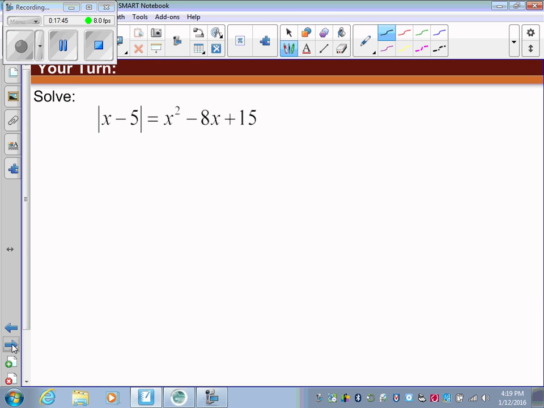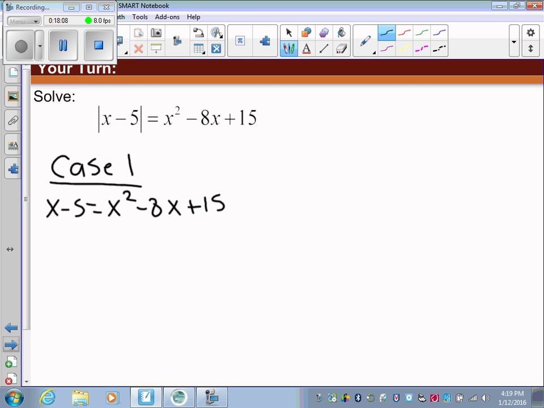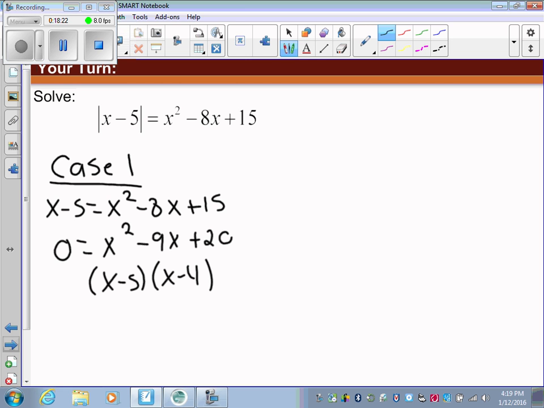And you try one on your own. Pause the tape, try it. So, case 1 would be x minus 5 equals x squared minus 8x plus 15. Gather up your like terms. x squared minus 9x plus 20. That's factorable. x minus 5, x minus 4. So your two values are 5 and 4.